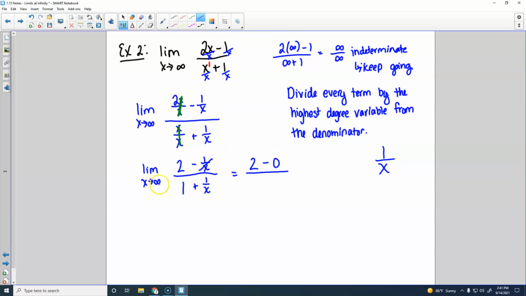What's the limit as x approaches infinity of 1? 1. What's the limit as x approaches infinity of 1 over x? 0. So we get 2 over 1, which is just 2 here. So that limit is going to approach 2. It is also important to note this is the horizontal asymptote of your graph.